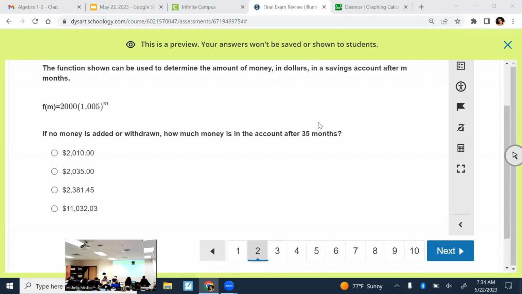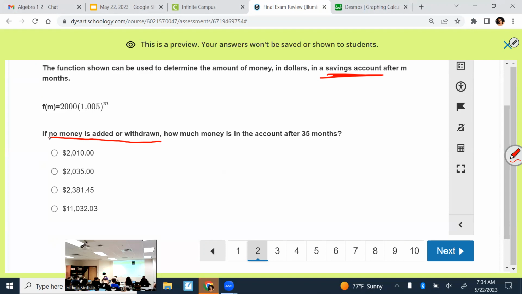All right, so a lot of people were tripped up on this one because it says if no money is added or withdrawn, and they were like, well, then there wouldn't be a change at all. That's not really how some bank accounts work. Like, this is a savings account. Most savings accounts have some sort of interest that they pay you for leaving your money in there.